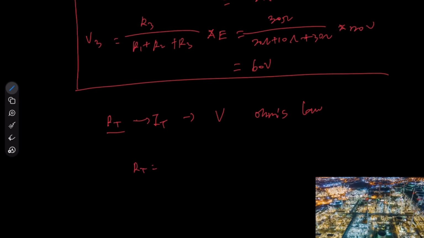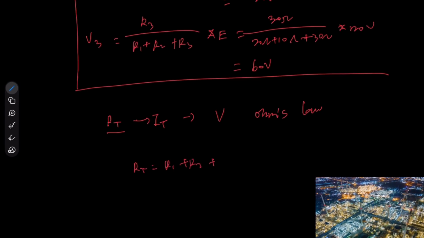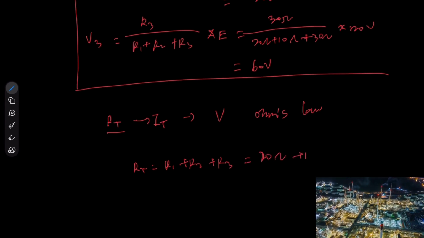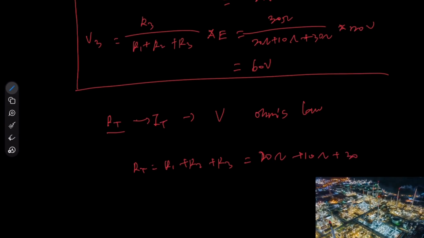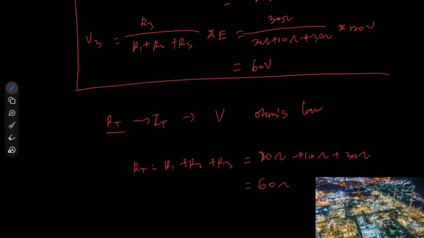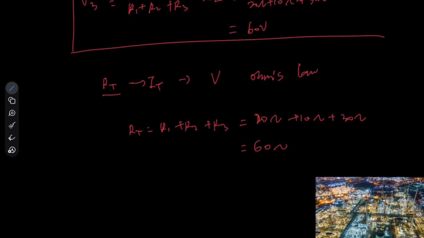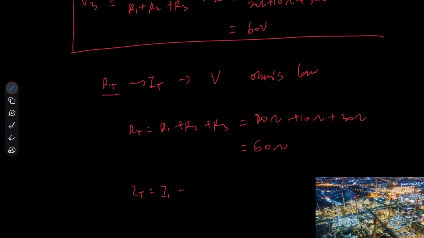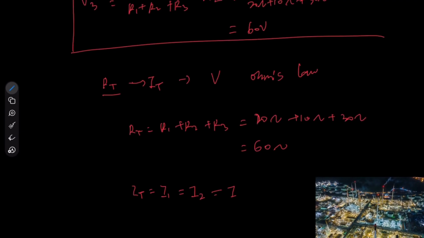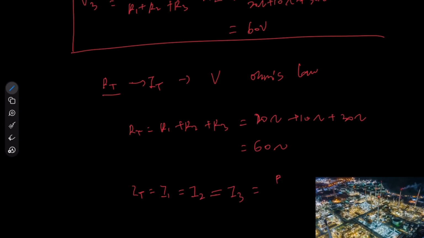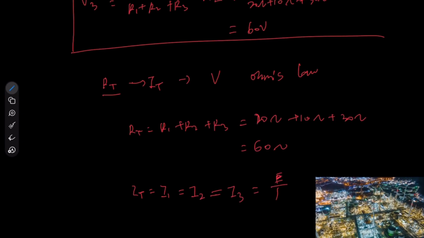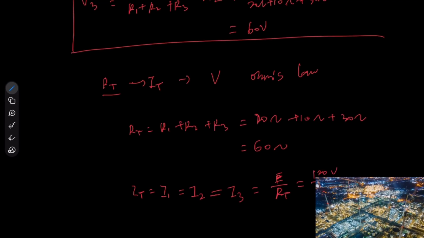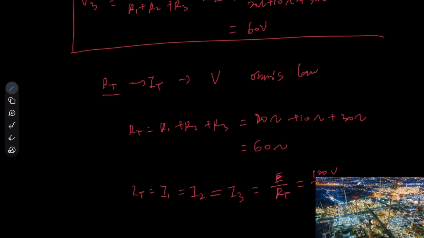So RT will be R1 plus R2 plus R3 equals 20 ohms plus 10 ohms plus 30 ohms, which gives us 60 ohms. For IT, since it's a series circuit, IT equals I1 equals I2 equals I3, that will give us E divided by RT equals 120 volts divided by 60 ohms. That's 2 amps.